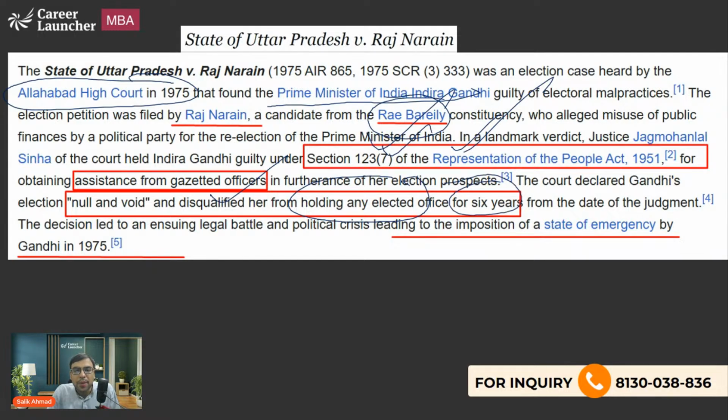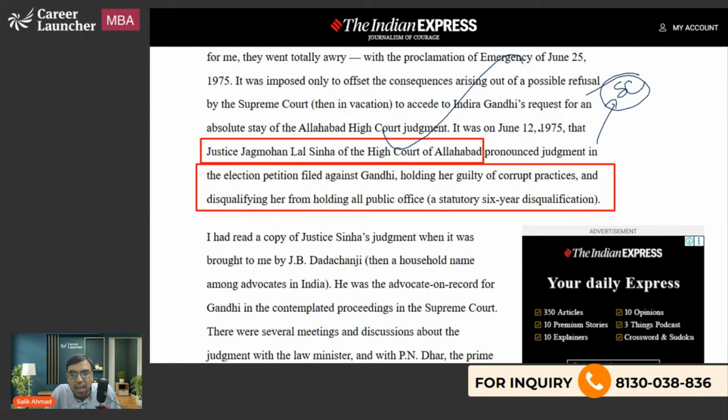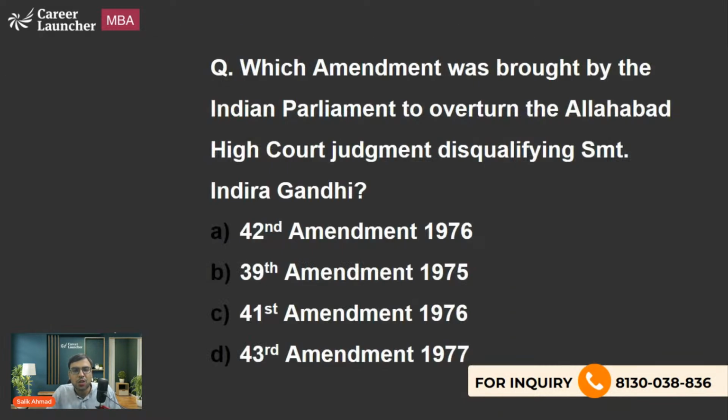So what will happen is she will no more be the prime minister because she has lost that. So the matter was appealed in the Supreme Court against this decision. And look, 12 June 1975, the Allahabad High Court order came, and 25th June, Indira Gandhi ji invokes emergency. Or Indira Gandhi ji advises the president to proclaim the emergency so as to protect herself. Okay, that is what you should know.